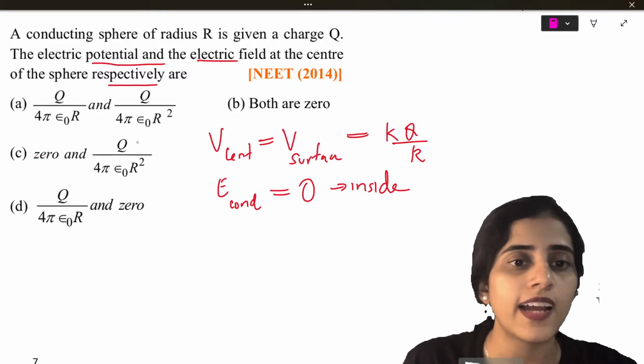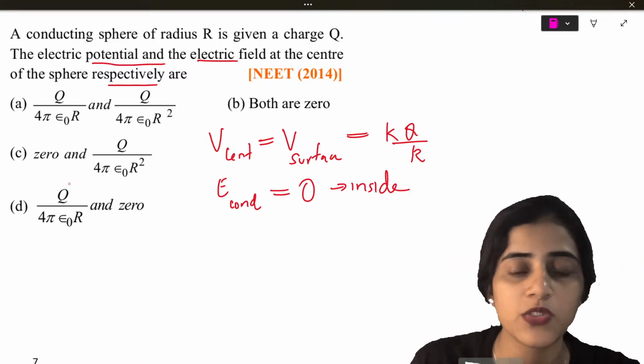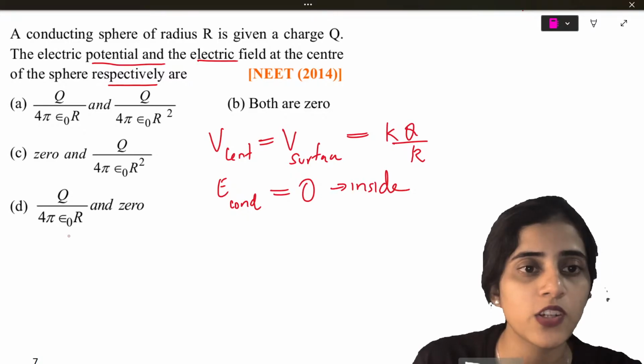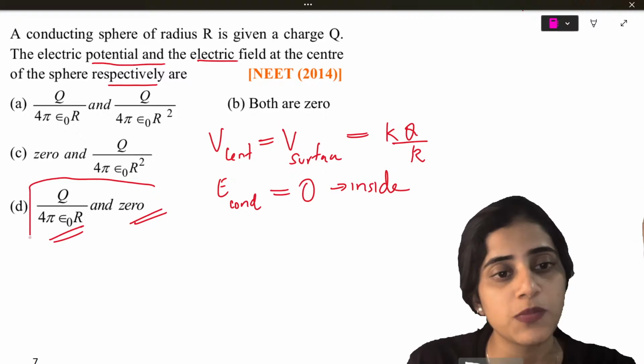Electric potential and electric field. So electric potential should come first. Electric potential is going to be q / 4πε₀r. Electric field is going to be 0. So it's going to be option D.